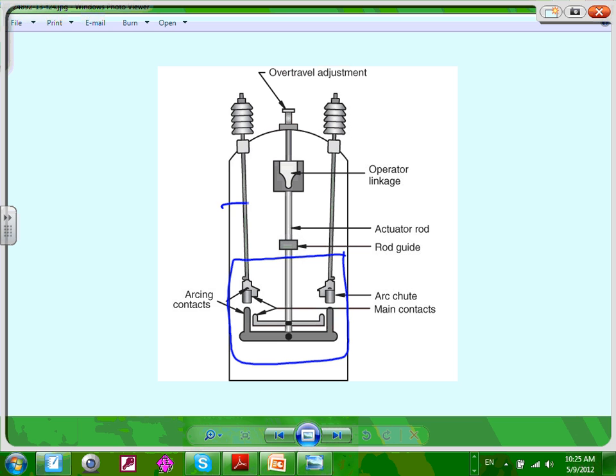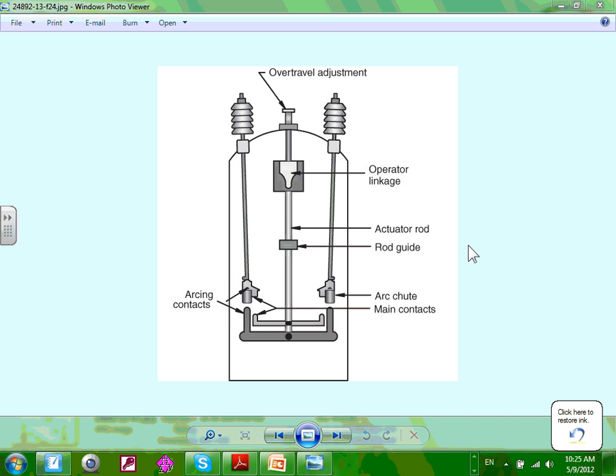Now, should it go up to this? I will leave it to the manufacturer. Or you can come next year. We'll give the answer for you.